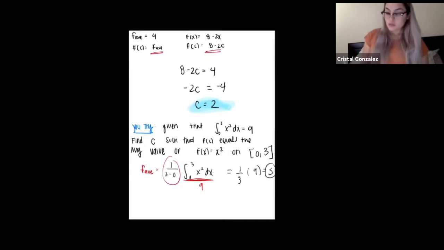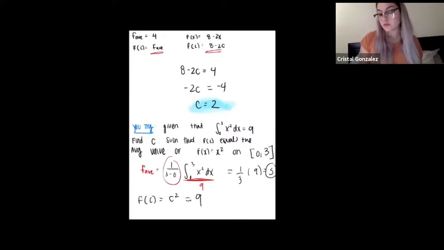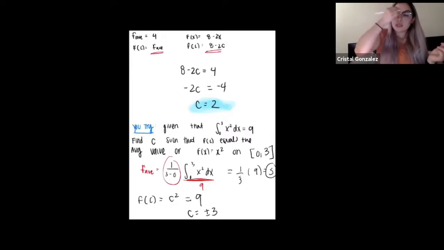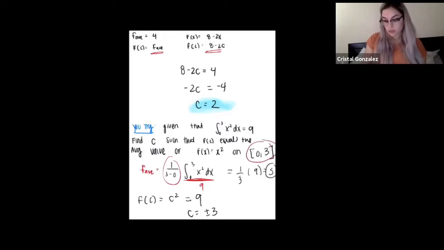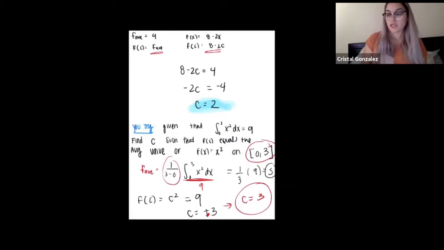And now all you have to do is find your c value and do f of c is equal to 3. f of c is c squared, so you'll get c squared is equal to 3 times... c squared equals 9. So if you take the square root of both sides, you'll get that c is equal to plus or minus 3. Now here we have to be careful because we have two c values, 3 and negative 3. But our interval was 0 to 3, so that means we can't take the negative 3. Our answer is going to be c is equal to just 3, because it needs to fall in the interval where we're taking that average.